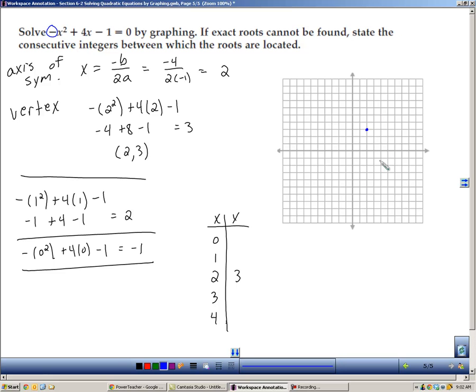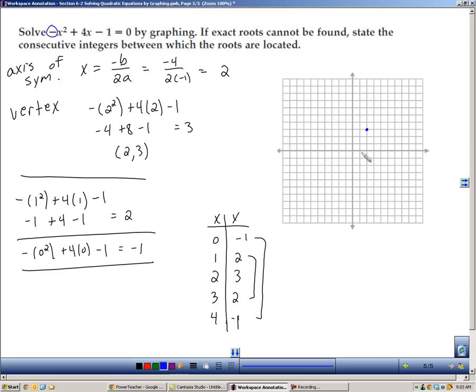I know that. So I put the vertex in a table, and I'm going to find 2 points smaller than that and 2 points bigger than that. Well, I plugged in 1 and got a 2, and I plugged in 0 and got a negative 1. I know because of symmetry that there's got to be a 2 down here also, so (1, 2) also has to have a (3, 2). And (0, -1) means I better have a (4, -1) also.